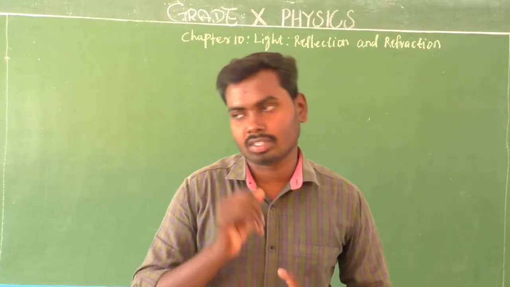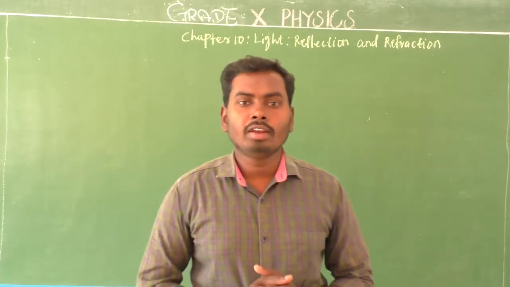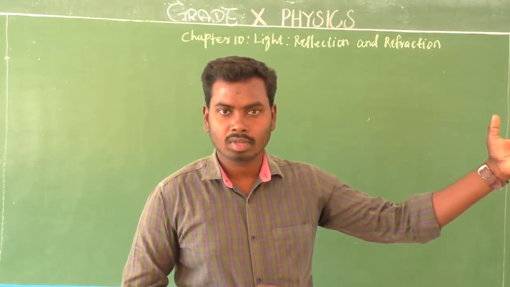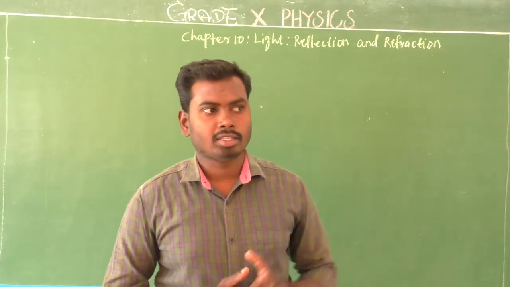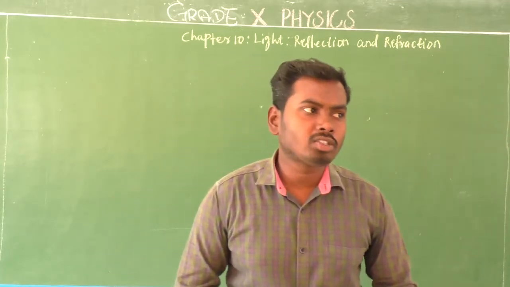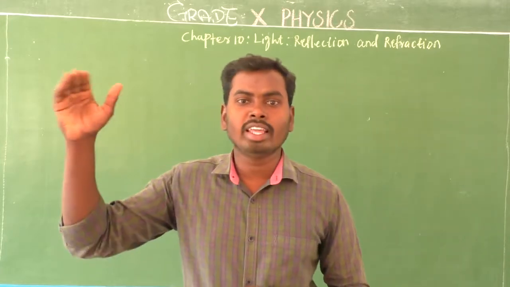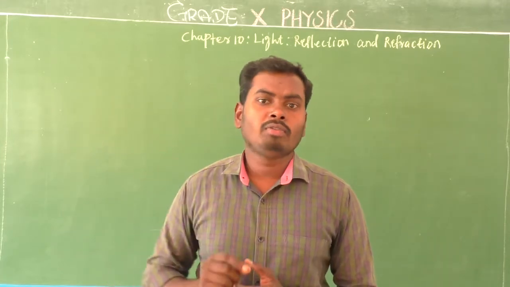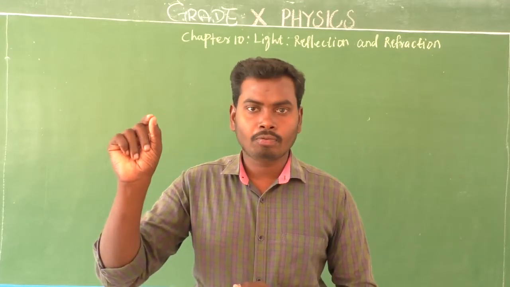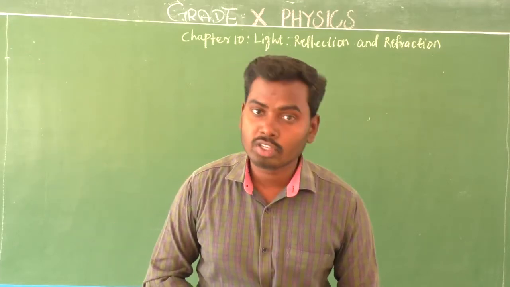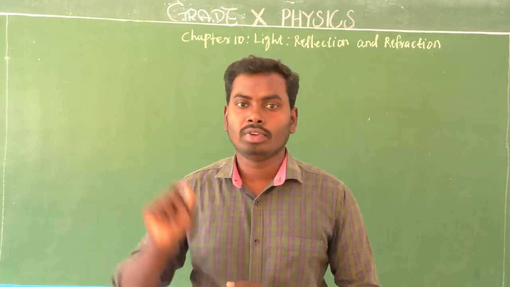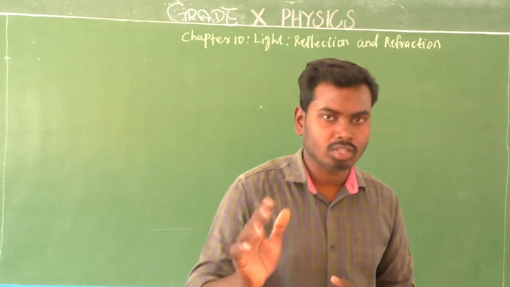Is that clear? Yes. Next, after infinity, where do we place the object? That is beyond the 2F'. Alright, beyond the 2F'. So if the object is placed beyond the 2F', where will the image be formed? Here, the image will be formed between F and 2F, which means between the focus and twice the focal length. Is it clear? Yes, very simple.